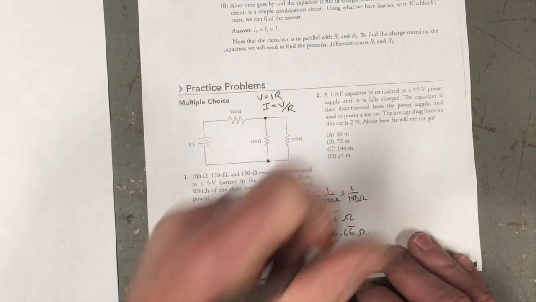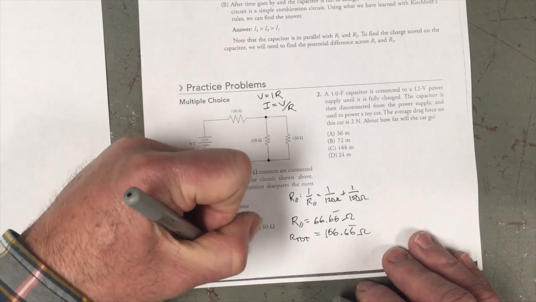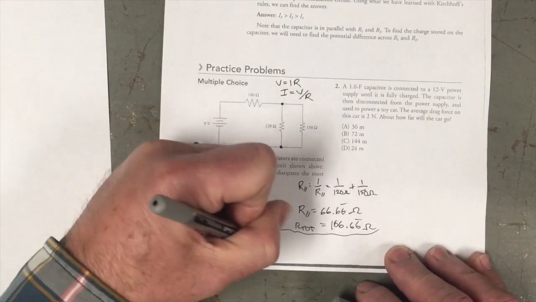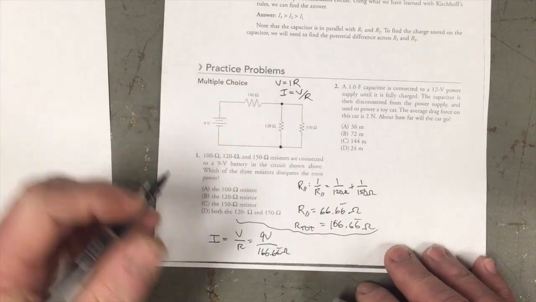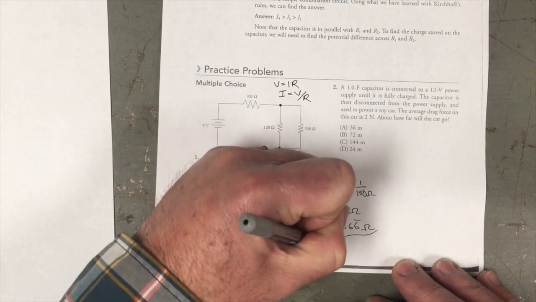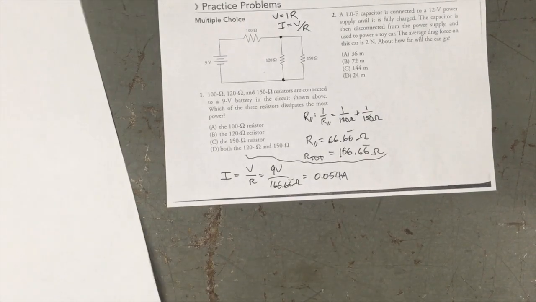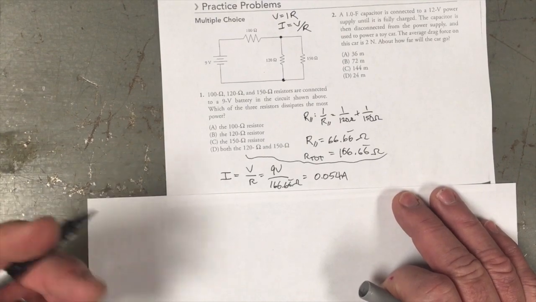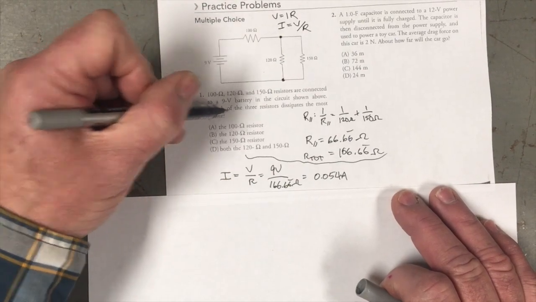Add that to the 100, and you have a total of 166.66 ohms. Okay, so I equals V over R, and we have a 9-volt source, divided by the 166 and 2/3 ohm total resistance, and we end up with a current of 0.054. Now that you know the total current in the circuit, you can evaluate where there's the most power. They don't even ask about brightness, they just ask about power.